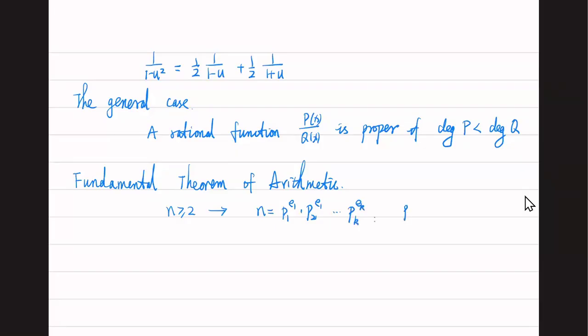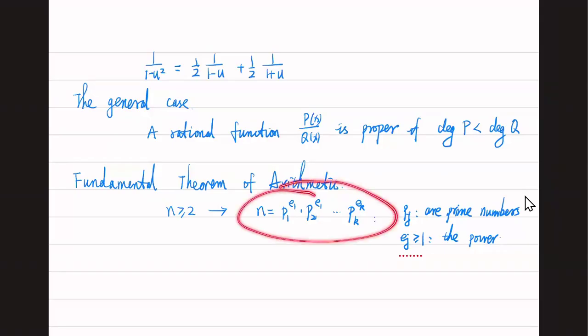Here the p's are prime numbers, and the exponents e_j are greater than or equal to 1, powers. I'm sure you have seen this. Sophia, you have, right? This decomposition of integers.